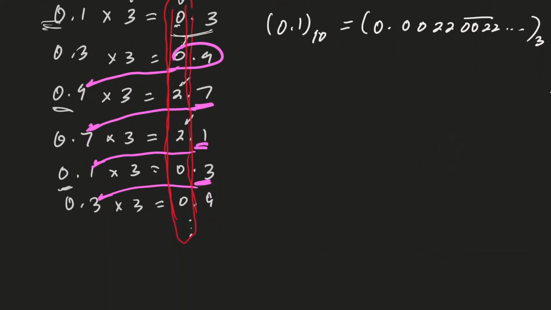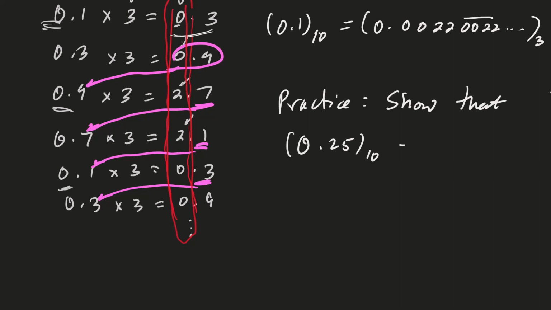Okay, so that's kind of fun. So just for practice, we should do one more. And so for practice, show that 0.25 base 10 is equal to 0.0202 base 3. Okay, so you should pause the video and I'll write down my solution and you can write down your solution.